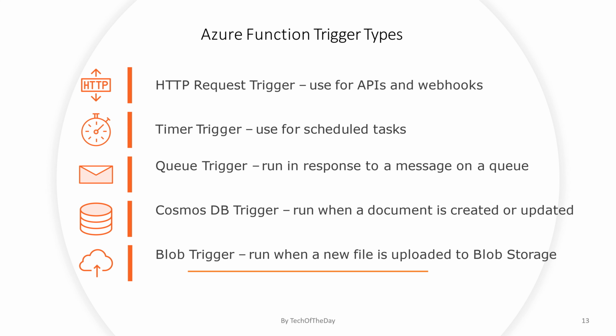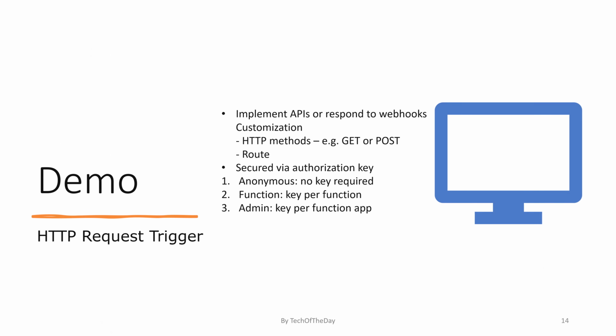Actually, you can create triggers on many resources. Basically, if there is any change on any Azure resource, you might create a trigger. This is something to explore. And HTTP request triggers are one of the most commonly used trigger types, as they are useful for implementing APIs and responding to webhooks for external systems.